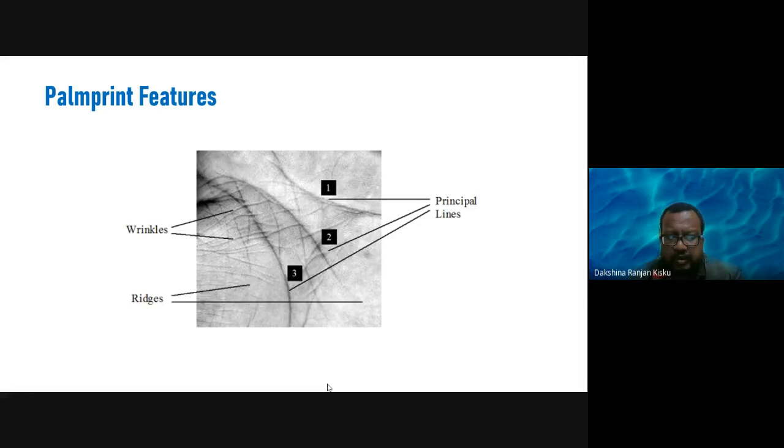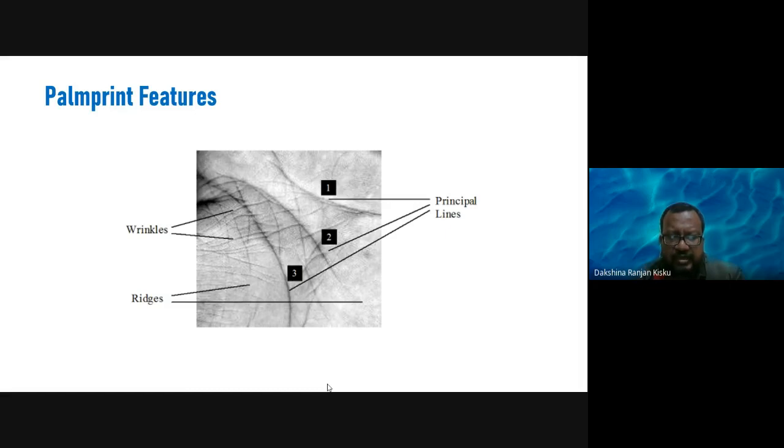Now, if we see a real palm print image, we can see the palm print features like principal lines. Here you can see the principal lines, which are clearly observed on a palm image. We can also see the wrinkles. Wrinkles and ridges are the lines other than the principal lines. Principal lines are clearly observed on a palm image, but if you need to see wrinkles and ridges, then we need a high resolution image.